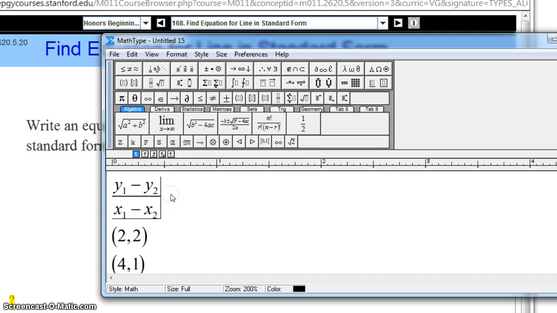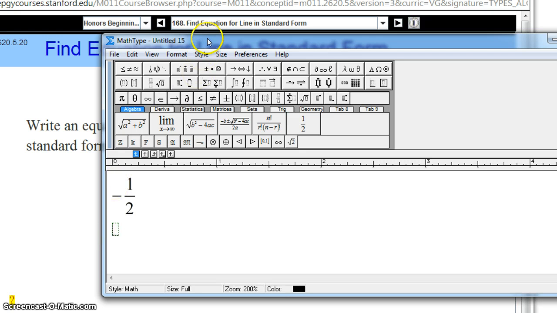Okay, so this is equal to, we said y1, which is 2, minus 1, and then those are the y's, and over x is 2 minus 4. So what does this equal? This equals 1 over negative 2, so we'll just put that negative in front. So we have negative 1/2. That's the slope of the line we're looking at, negative 1/2. So we'll keep that in mind.